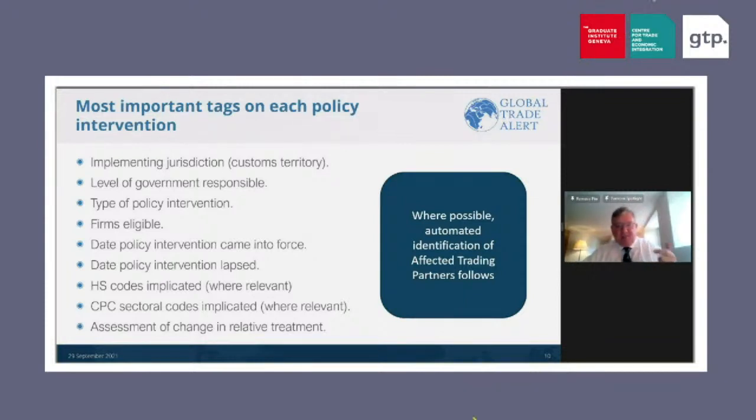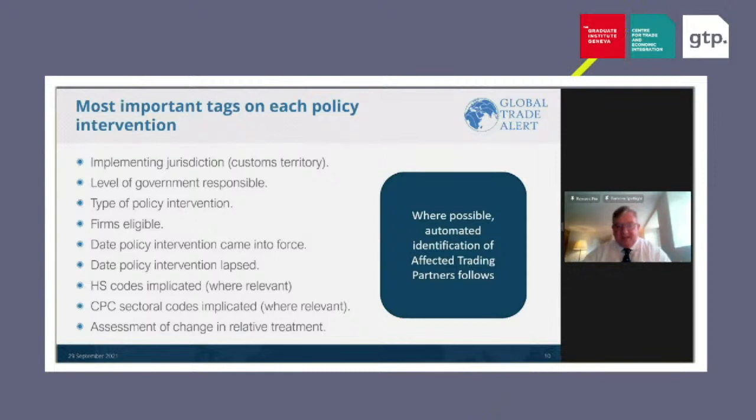So this is the relative treatment test, which is at the center of our classification of measures. So measures which are said to improve the relative treatment of domestic firms at the expense of foreign firms are ones we give a color coding of red or amber. Measures which improve the treatment of foreign firms at the expense of domestic firms are liberalizing ones, which we code green. This is how we classify measures.